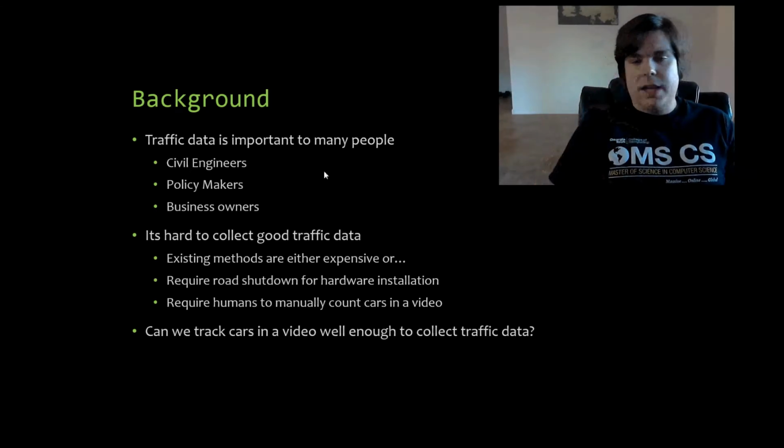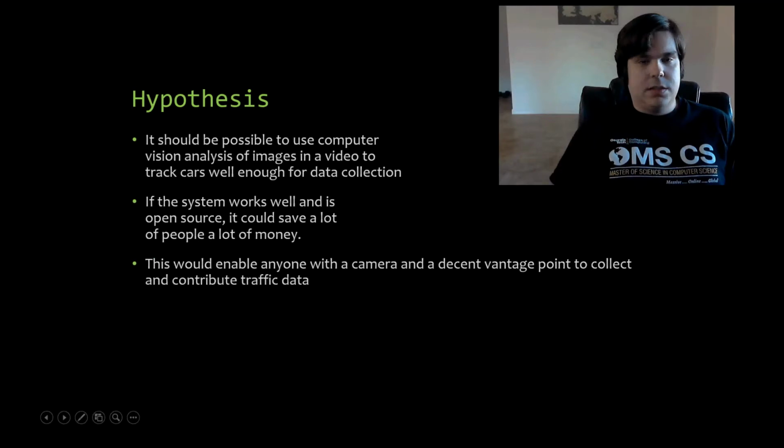So can we track the cars in the video well enough to collect traffic data? Yes, we can. The way we're going to try and do this is by building a computer vision analysis of the images in the video to track cars. We're going to take tracking of car data and try to feed it into a Kalman filter to predict where the cars should be going. If those predictions turn out to be accurate, we can say that we found the car, and we can count the car as it rolls off the screen.